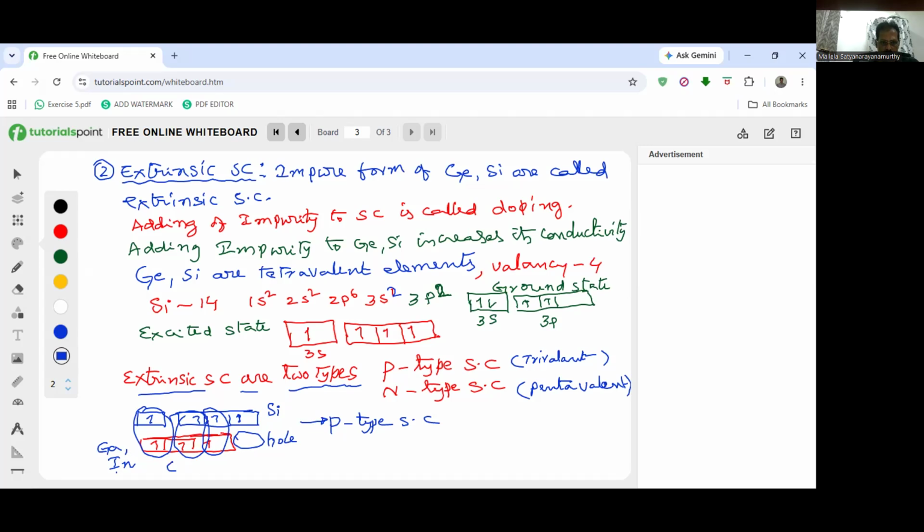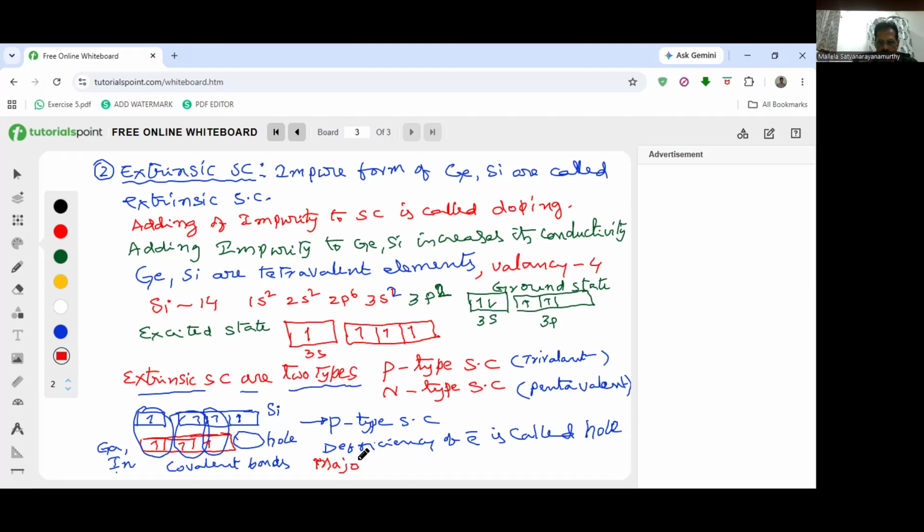So these are called covalent bonds, sharing of the electrons. You will get the covalent bonds here, and a deficiency of the electron will be there. Deficiency of electron is called hole. Very, very important. Absence of electron is hole. Here, majority charge carriers are holes. Minority are electrons. This question is asked in the examination.